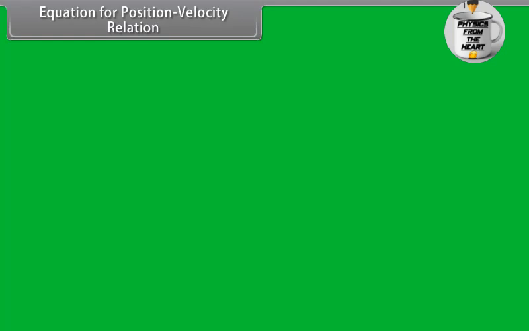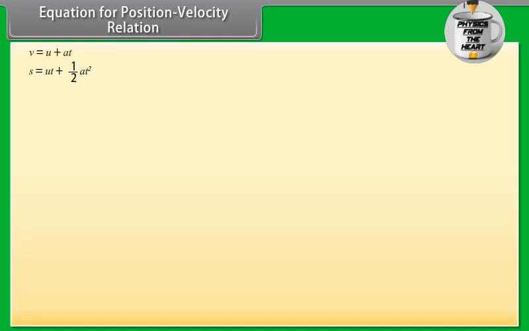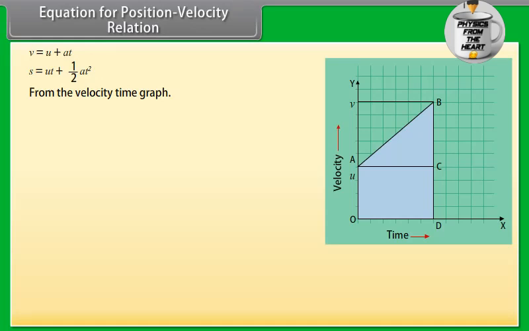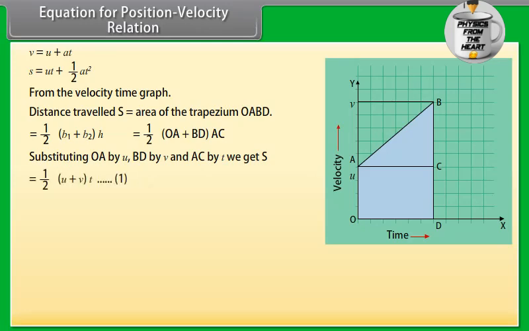Equation for position-velocity relation. The third equation will be obtained from these two equations. From the velocity-time graph, distance travelled s is equal to the area of the trapezium OABD. This is 1 upon 2 into (b1 plus b2) into h, which is equal to 1 upon 2 into (OA plus BD) into AC. Substituting OA by u, BD by v and AC by t, we get s is equal to 1 upon 2 into (u plus v) into t, equation 1.